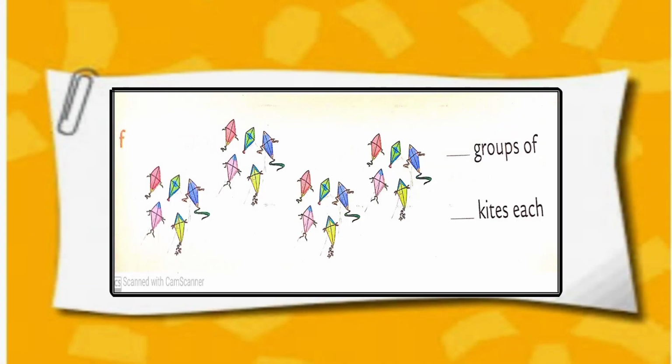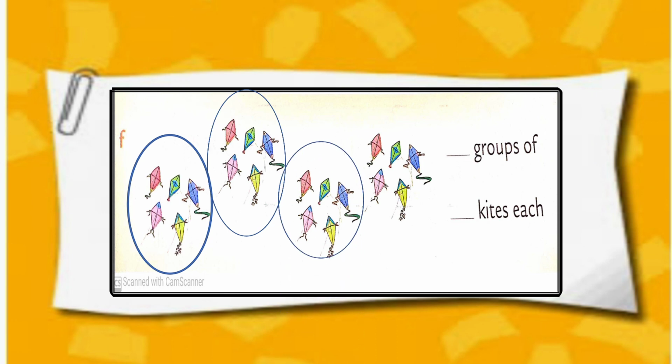Number F. Here we can see some colorful kites. First of all, let's find out how many groups there are. 1, 2, 3, 4. 4 groups of.